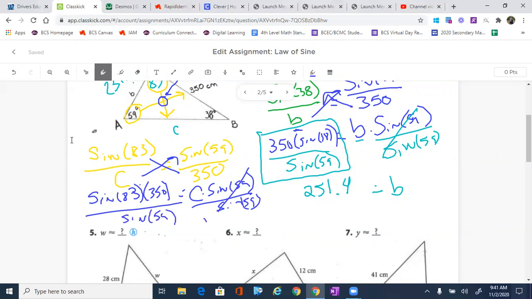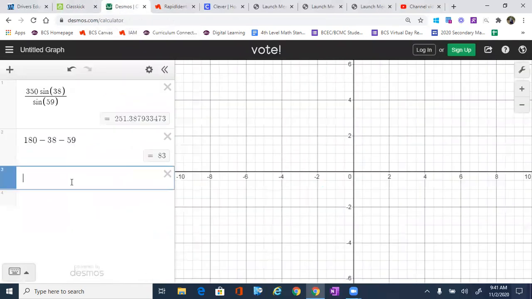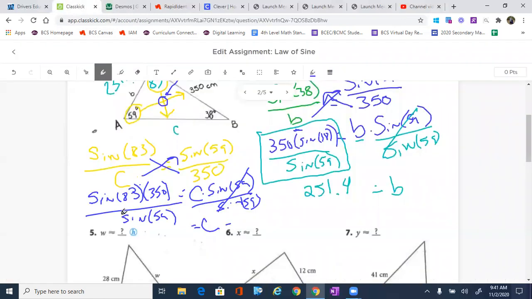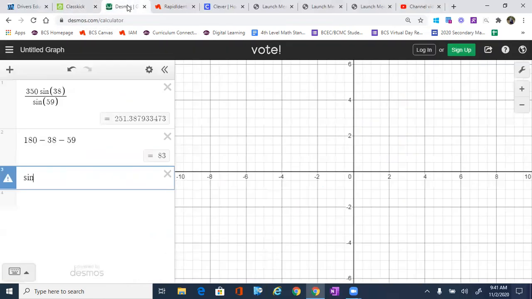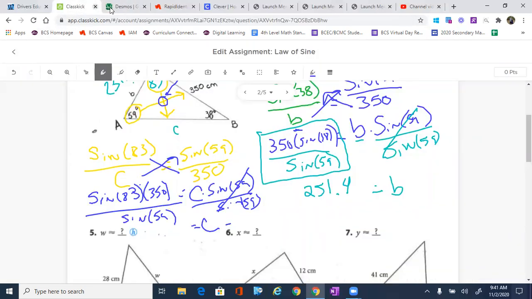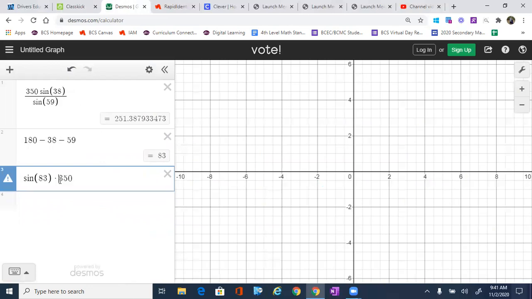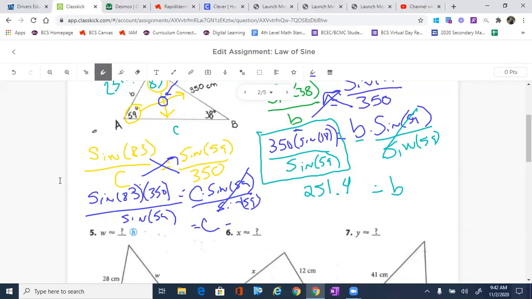C will come out, and it will equal, so we come back over to Desmos, make sure we're in degree mode, and we are. I'm going to take sine of 83 times 350 divided by sine of 59. And when we get that, we have 405.27. Let's just say 405.3 to be nicely rounded to the tenths.